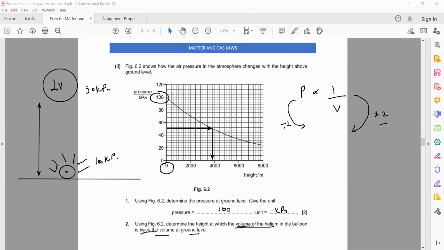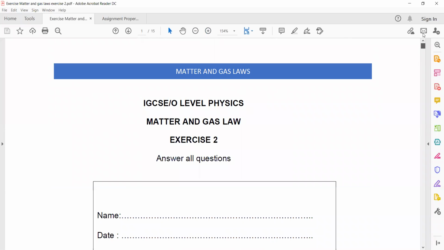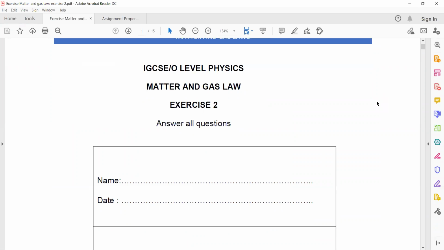Is it clear? Discussion? Any other doubt from this exercise 2 of matter and gas laws? (19A).